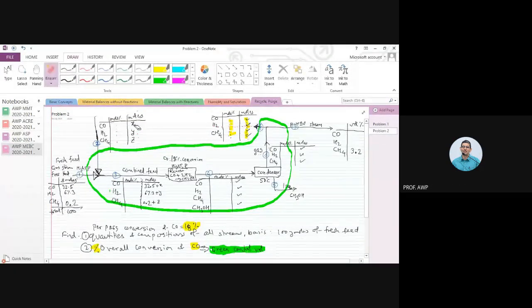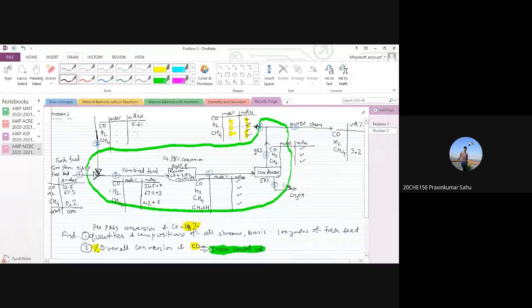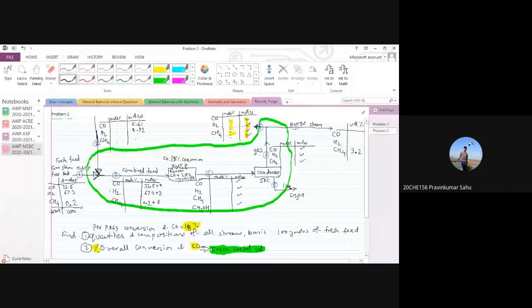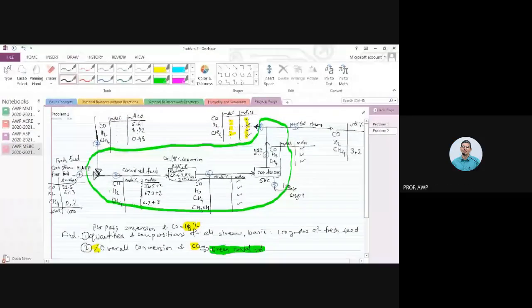Yes, sir. Okay, so tell me. X is coming 5.61. Is Y moles or percent? Moles. H2 moles is coming 8.92, and the moles of methane are coming 0.48. Okay, now with these, if you do the problem, are your stream 2 and stream 8 identical?